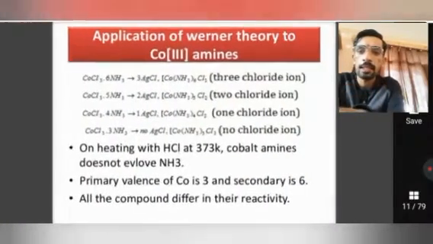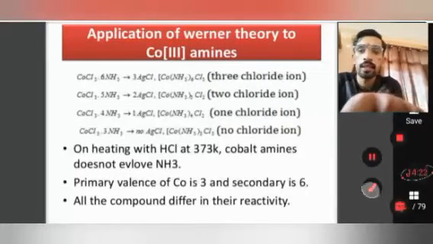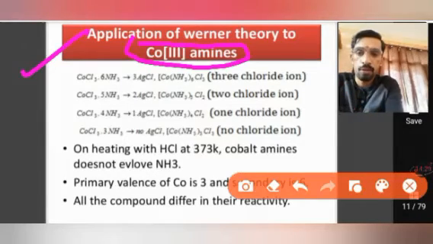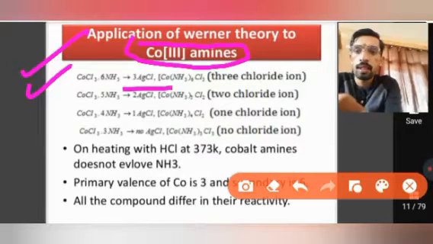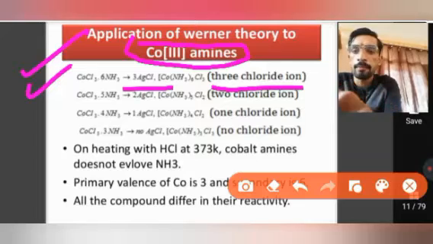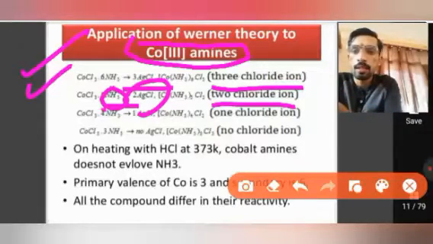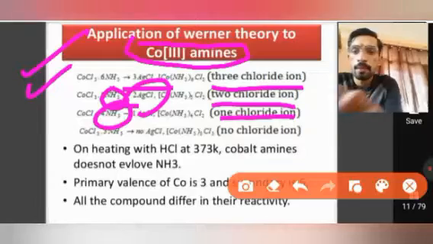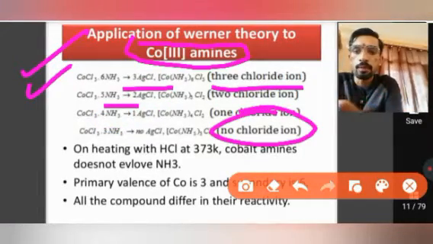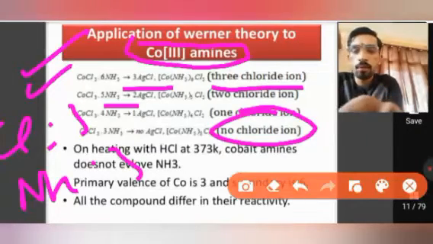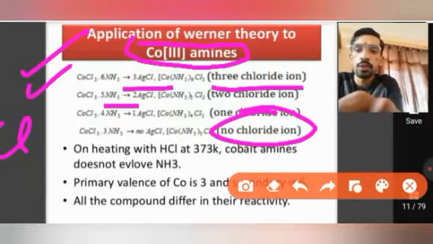Okay, now what is the basic application of Werner theory? The first application: suppose for cobalt 3 positive ammine, the structure we studied, cobalt chloride with 6 ammonia gives 3 AgCl, and it is giving 3 chloride ions. Whereas if 5 ammonia is there and 2 AgCl is formed, then 2 chloride ions will be there. When there are 4 ammonia, 1 chloride ion will be there. When there are 3 ammonia, no chloride ion will be there, because the number of chlorine and ammonia is 3 minus 3, which is 0 chloride ions.